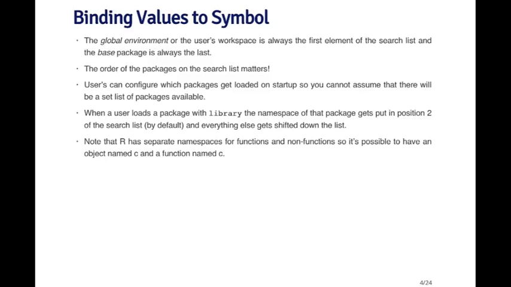One thing to note is that R has separate namespaces for functions and non-functions. So it's possible to have an object named c somewhere and a function named c. Of course, in your global environment, there can only be one symbol named c. But it's possible to have, for example, a vector named c, and that won't necessarily interfere with the function that already exists that's also named c.